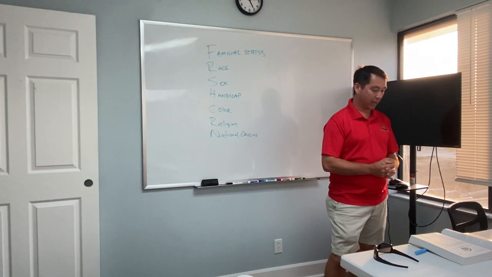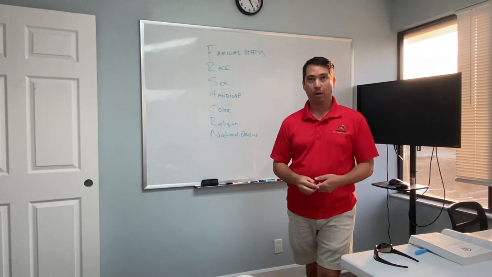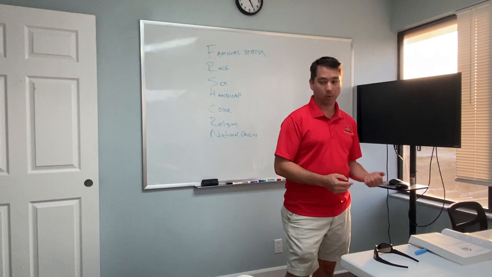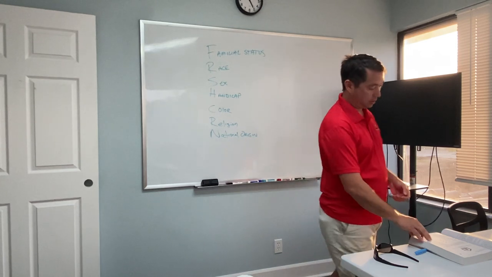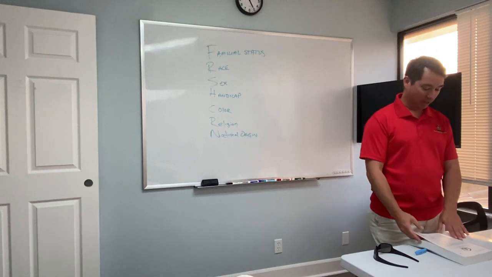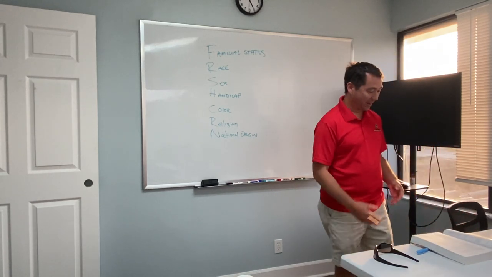Now, non-protected classes, we talked a little bit about those, right? Pets, smokers, I'm sure there's others, but those are the main ones that come up. And we talked about the Equal Housing Opportunity posters right there. I also have a picture of it in your book. Make copies of it, put them in every room, every office, and you're good, right?